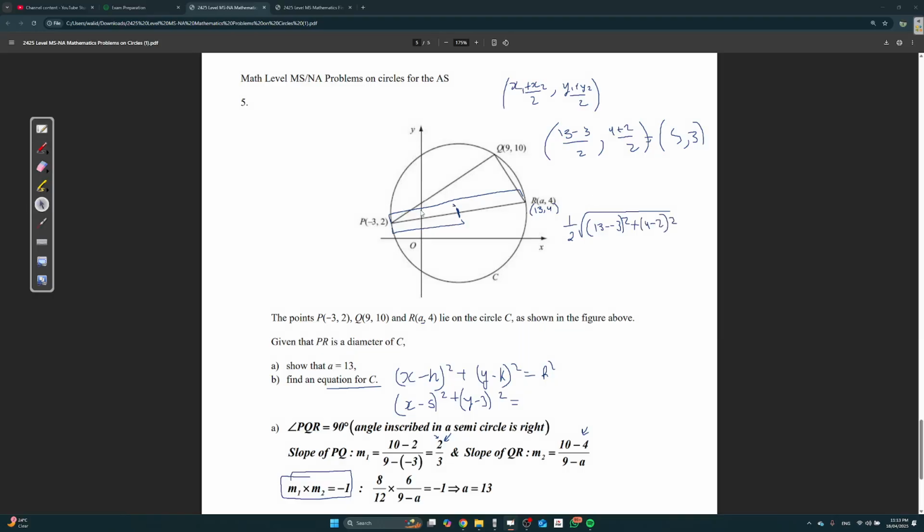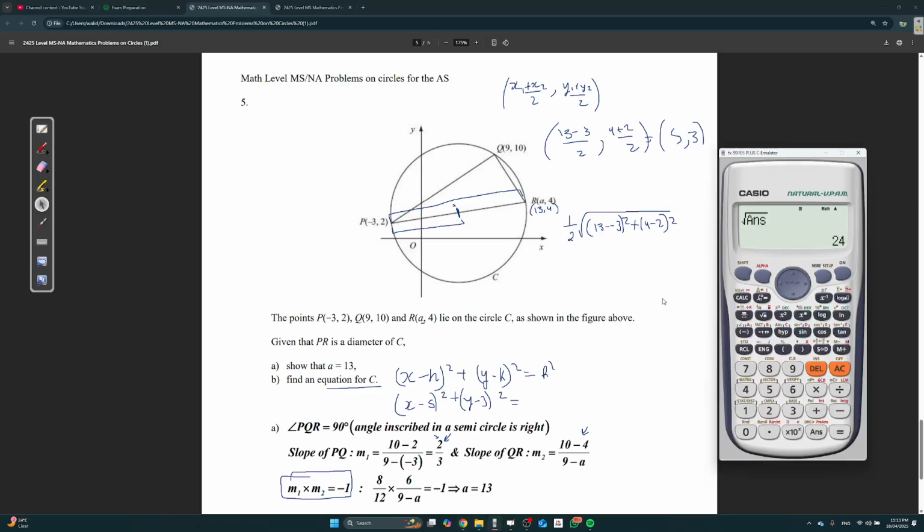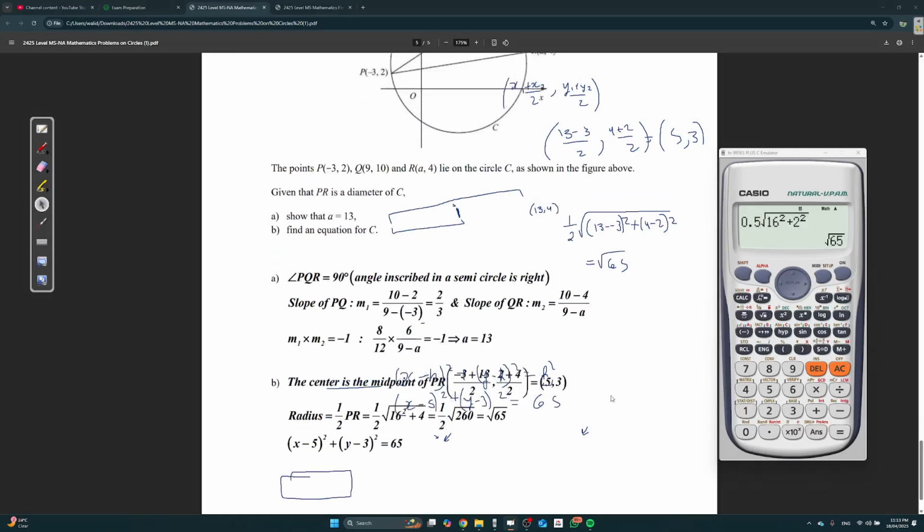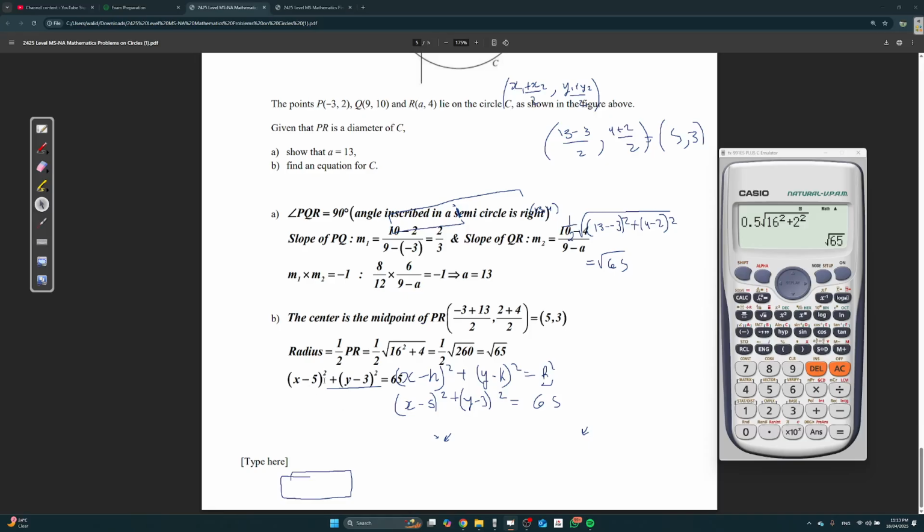We're finding half of it because we only want the radius. This is the diameter, so 0.5 times the radical of 16 squared plus 2 squared. You get root 65. So the radius is root 65. Remember, they want r squared in the equation, so root 65 squared becomes what? 65. So let's check this answer: x minus 5 squared plus y minus 3 squared equals 65.